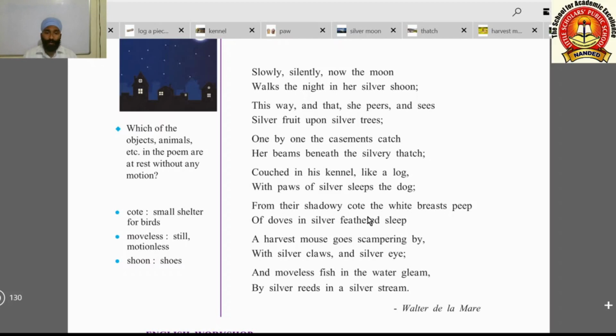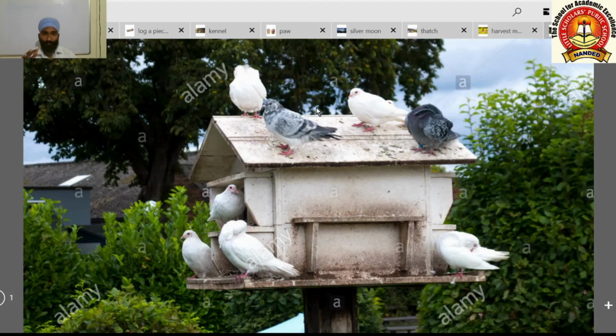From their shadowy coat, the white breasts peep of doves in silver feathered sleep. From their shadowy coat: shadow, you know what a shadow is, and here coat means the house of doves. These black ones are called pigeons, white ones are called doves. So this type of small house of these birds is called a cote, C-O-T-E.